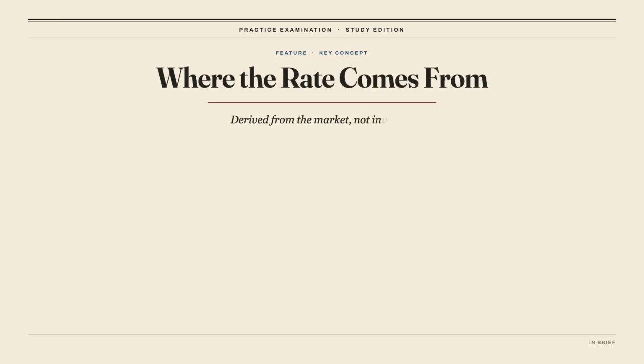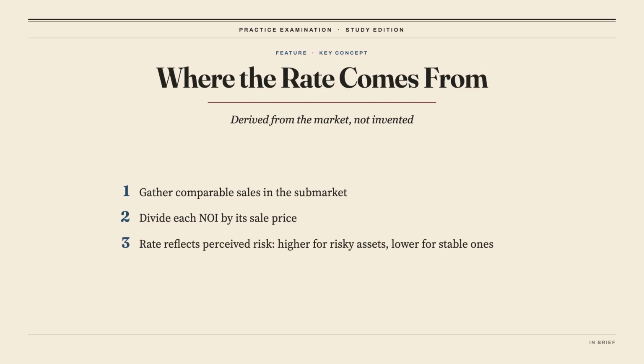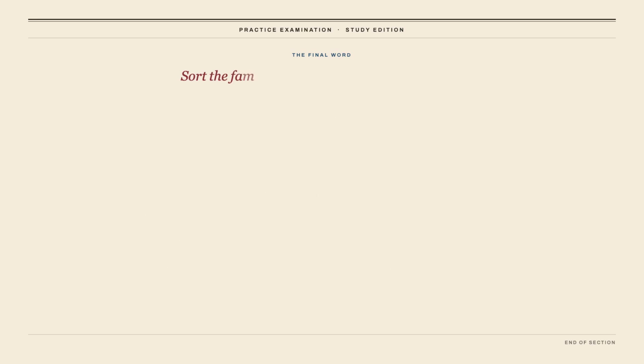The rate isn't invented, it's extracted from comparable sales. Divide each property's net operating income by its sale price. That rate reflects how much risk investors perceive, and it creates the inverse relationship examiners love. Raise the rate and value falls, lower it and value rises, even though nothing about the building changed.